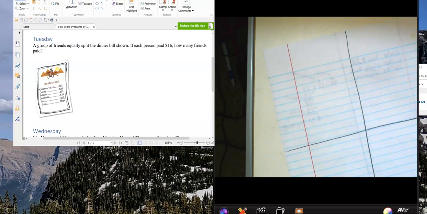The first thing I want to do, as always, is read the word problem, and then I'll work on an answer sentence. A group of friends equally split the dinner bills shown. If each person paid $16, how many friends paid?